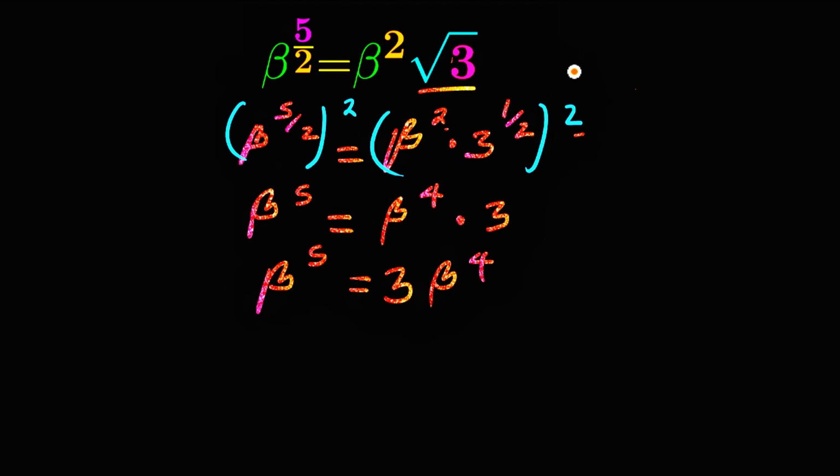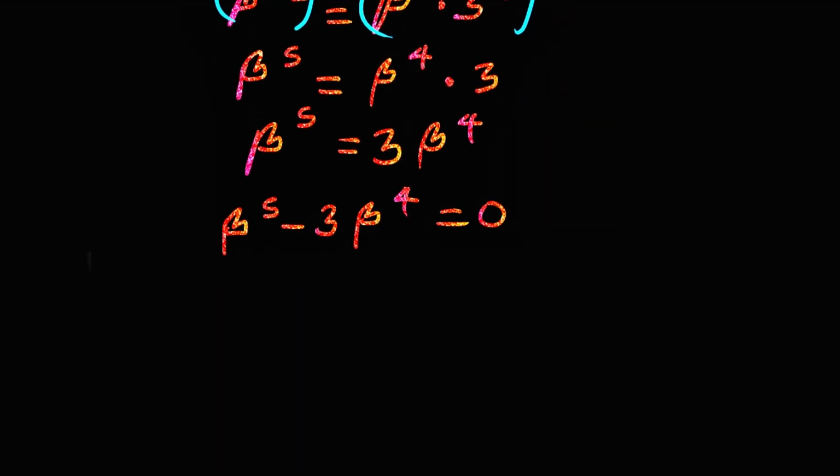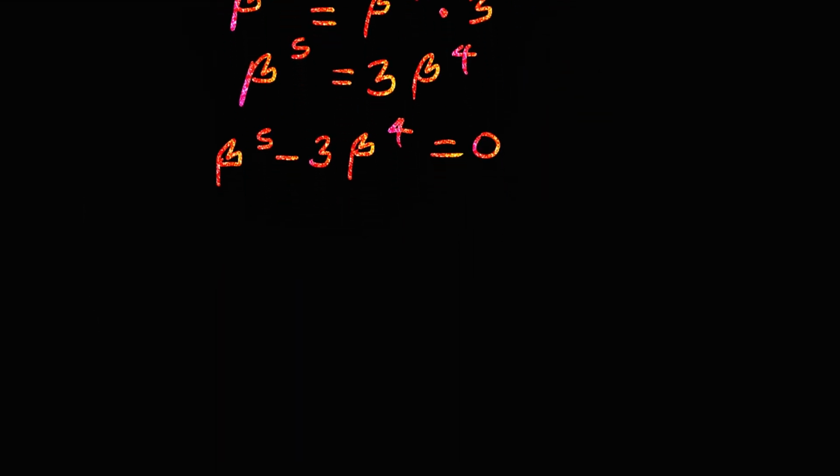So we can move this to the left so that we have beta raised to power 5 minus 3 beta raised to power 4 equals 0. On the left hand side, we can see that beta raised to the power 4 is common. So we can factor it out so that we have beta raised to the power 4 into beta raised to the power 1 minus 3, and that equals 0. So a product of these two numbers is equal to 0. It means one of these must be 0.